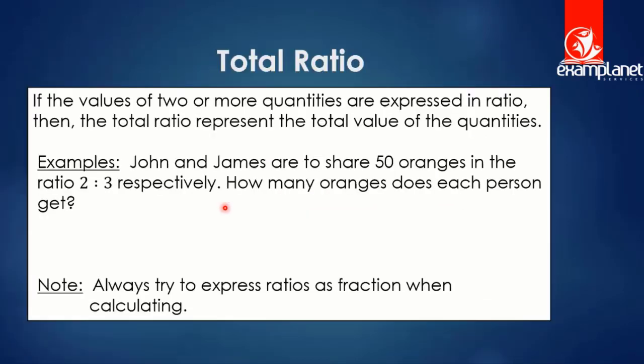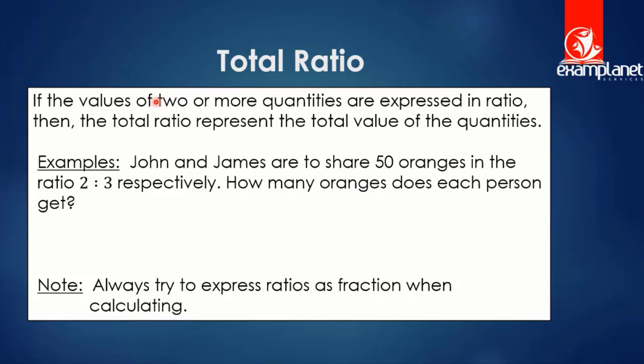so now we have total ratio. If the values of two or more quantities are expressed in ratio, then the total ratio represents the total value of the quantities. Yes, just like I showed in the last example. So if we add the ratios together, we have the total ratio.